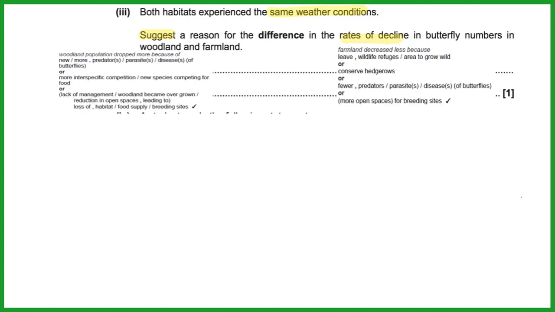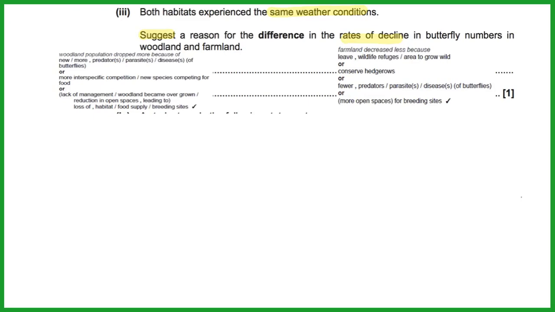So you could have suggested that the woodland population dropped by more than the farmland population because there were more predators or parasites or diseases, or more interspecific competition, or that because of the lack of management there was a loss of habitat or a loss of food supply, a loss of breeding sites. It's not just enough to say there's a lack of management and a lack of open spaces. You need to say the consequence of that, which is the loss of habitat, food supply or breeding sites.